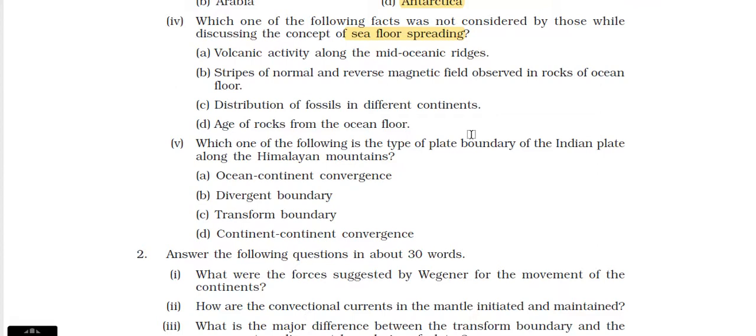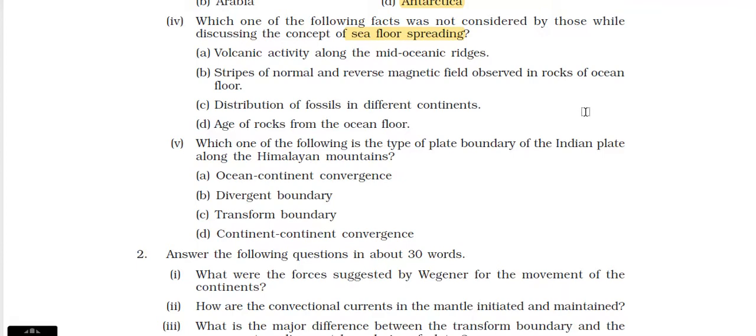First, volcanic activities along the mid-oceanic ridges. Yes, that can be a possibility. Second, stripes of normal and reverse magnetic field observed in rocks of oceanic floors. Yes, we have talked about the magnetic field during that time. Third, distribution of fossils in different continents. D, age of rocks from the ocean floors.